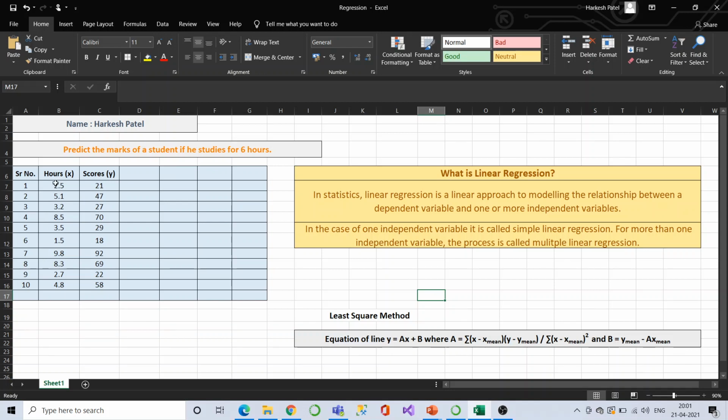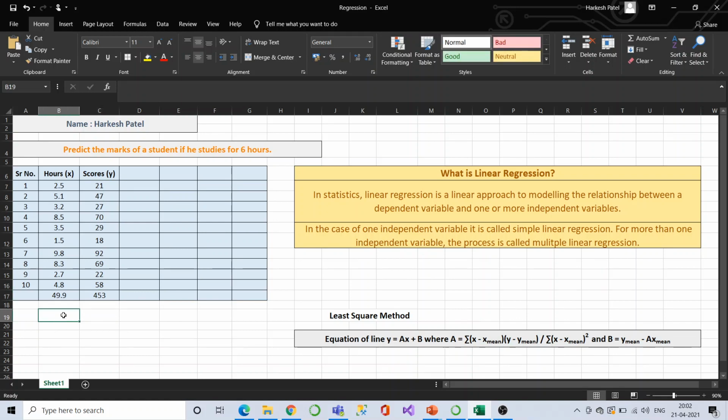So this is our x and this is our y. First let us find the summation of this. The summation would be 49.9, and this is Excel, so it is very easy to find the summation. For y, the summation is 453.